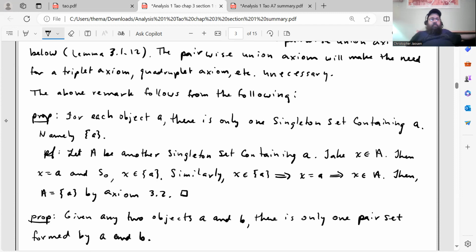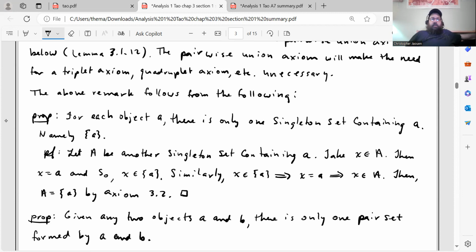So here's my proof. Let A be another singleton set containing a, and take x in the set A. Then x equals a. So x is an element also of the singleton set containing a.